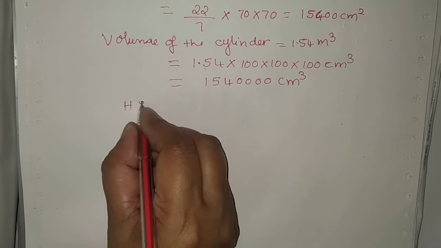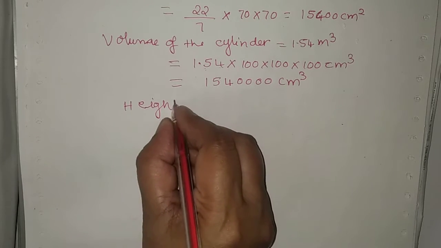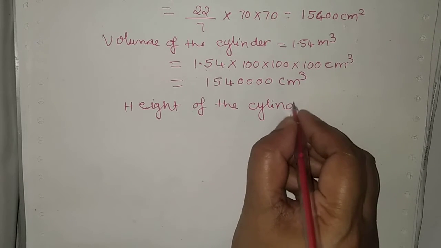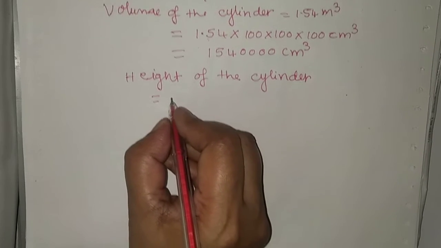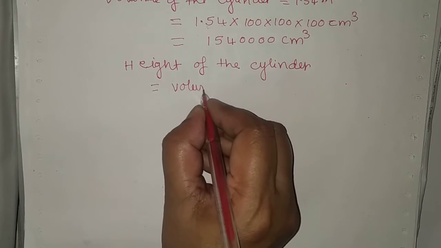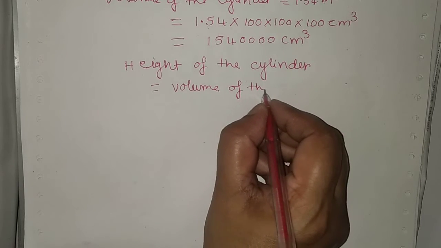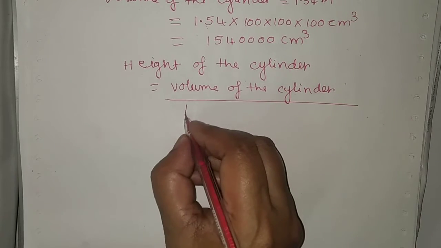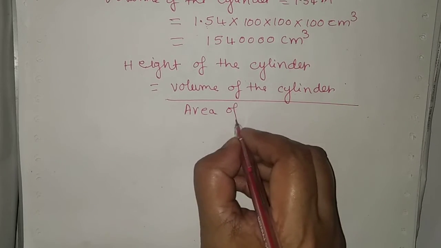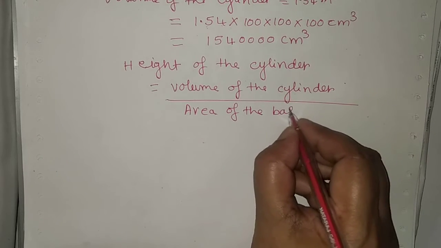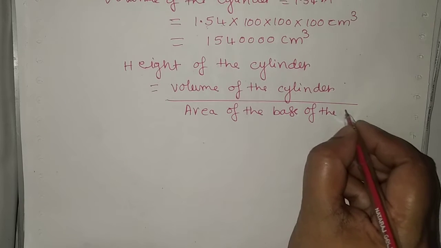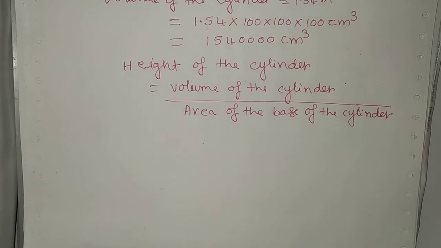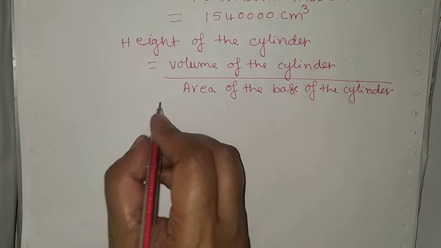Now finally, the height of the cylinder is equal to the volume of the cylinder divided by the area of the base of the cylinder. So the height of the cylinder we have to find out. The formula is volume of the cylinder divided by the area of the base of the cylinder.